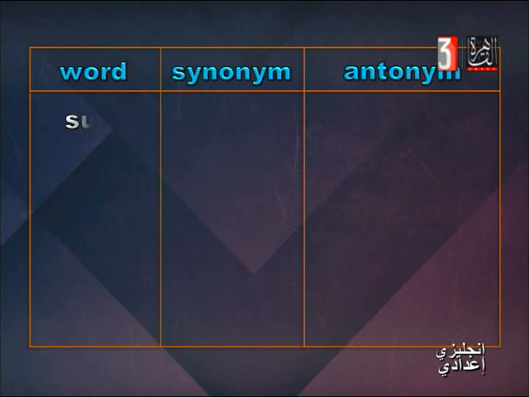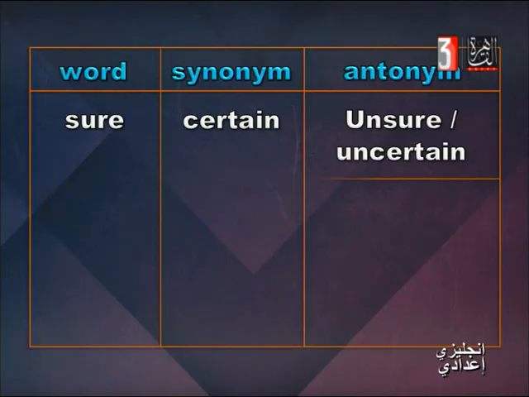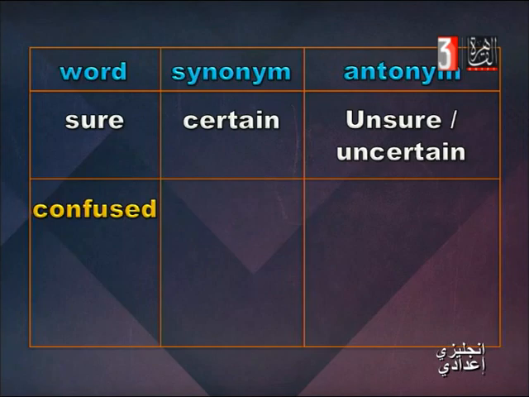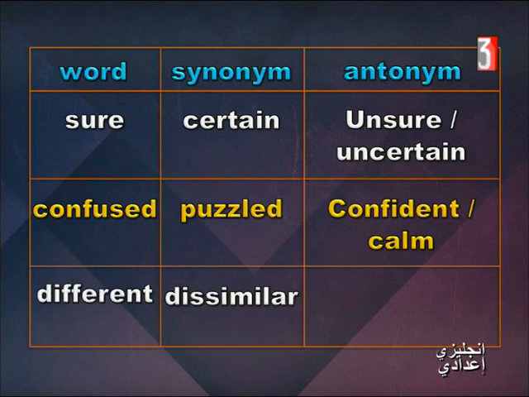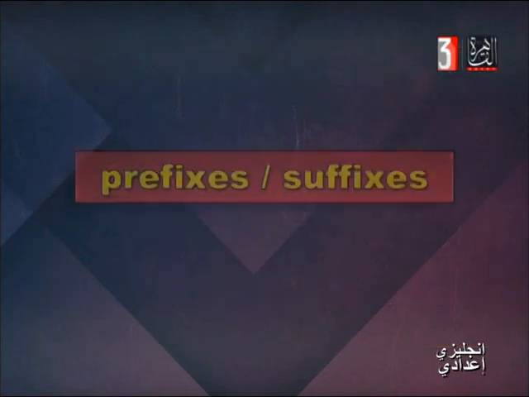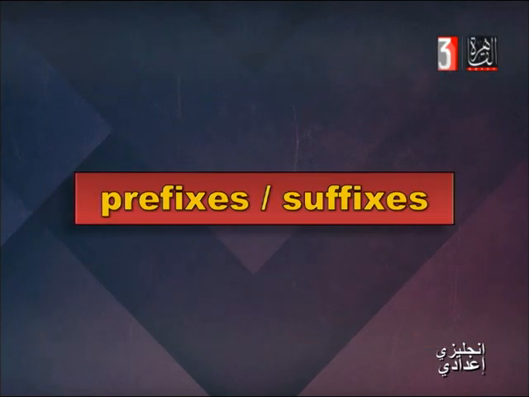Let's continue. We have sure, certain; unsure, uncertain. We have confused, مرتبك متحير, puzzled; confident or calm. We have different, dissimilar, and similar. Okay, so now we reach the prefixes and suffixes.